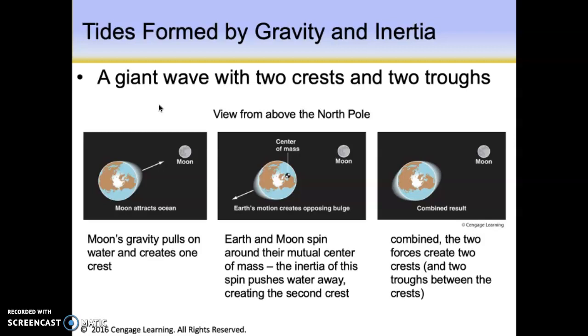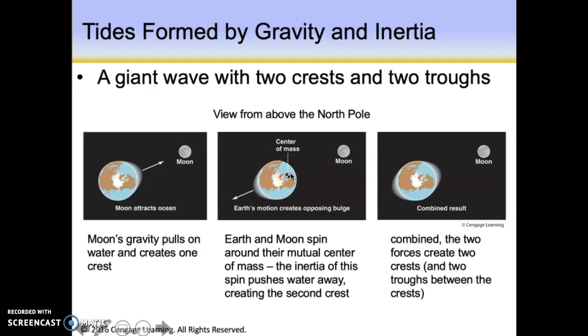The second crest is what you see in the middle. The moon actually doesn't go around the Earth. The Earth and the moon rotate around their joint center of mass. Now, the moon is much smaller than the Earth, and it turns out that center of mass is located within the Earth. But remember that the Earth is actually spinning around that little black dot that you see right there.